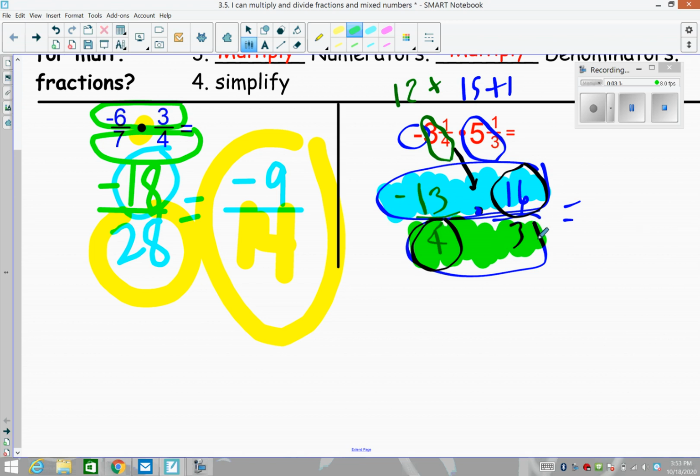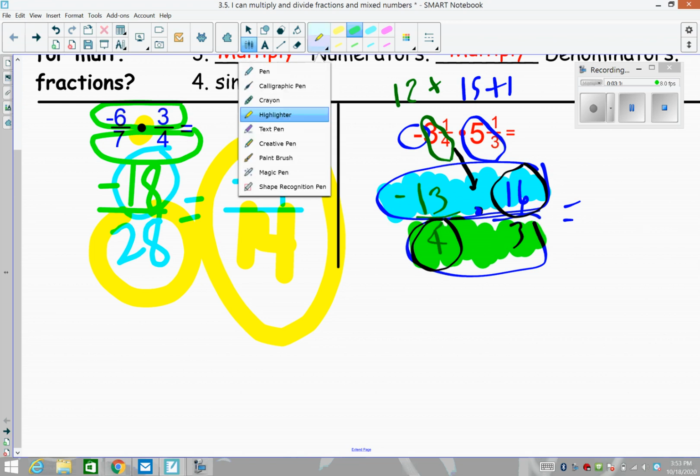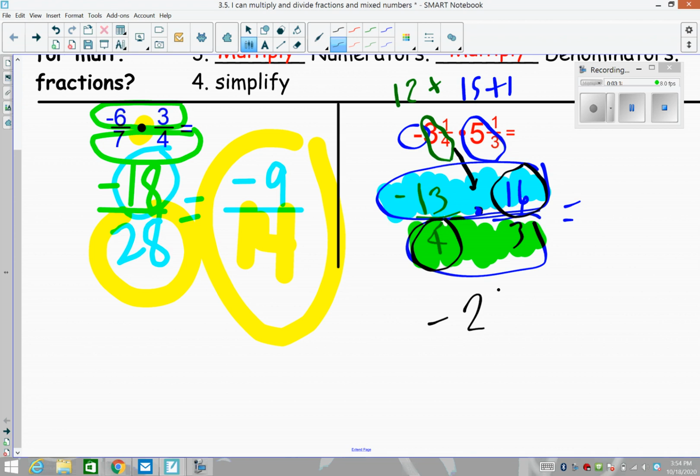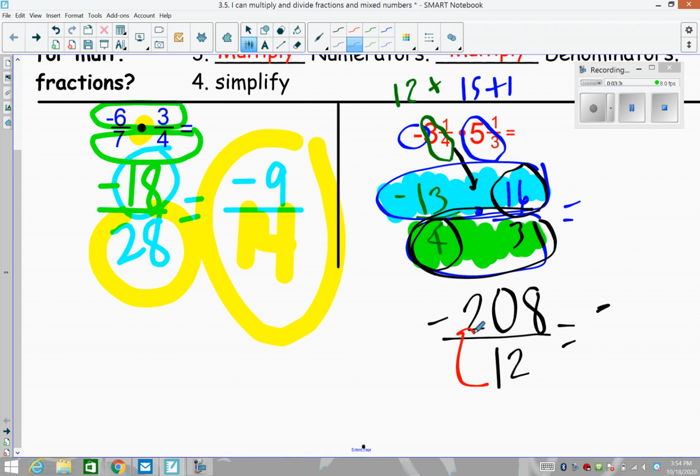So I'm going to multiply the top. When I do that, I get negative 208. When I multiply the bottom, I get 12. So we just need to put this in lowest terms. So it's going to be negative. And the question is, how many 12s go into 208? When I do that, I get 17.